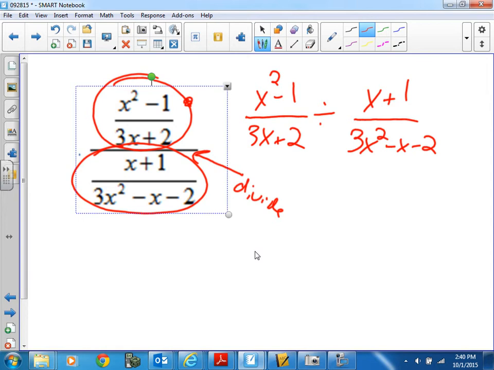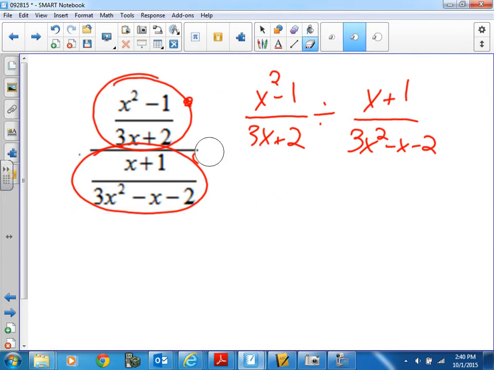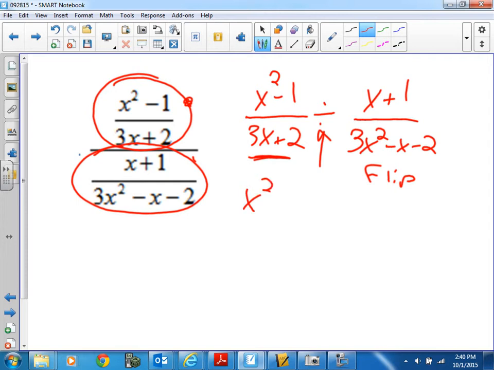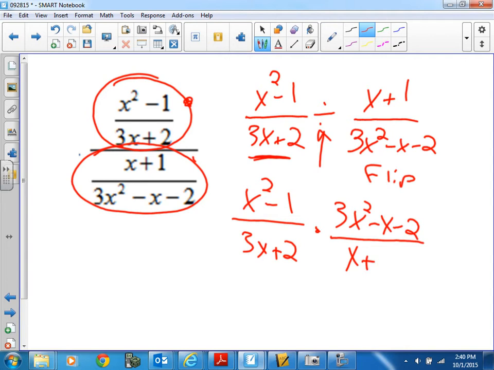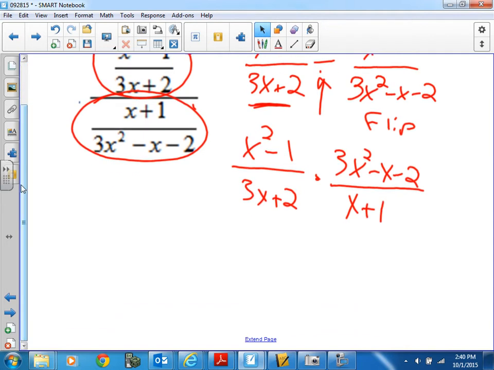So if you look at this, the next step you'd want to do at this point is flip and multiply. We've talked over and over again about how you divide fractions. We've gone through examples in class of why you do it. But for right now, just remember the rule. You keep the first fraction, change this to multiplication, and flip this fraction. All right, so we're going to have x squared minus 1 all over 3x plus 2 times 3x squared minus x minus 2 all over x plus 1. So we have that. Next thing you're going to want to do is see if you can factor.